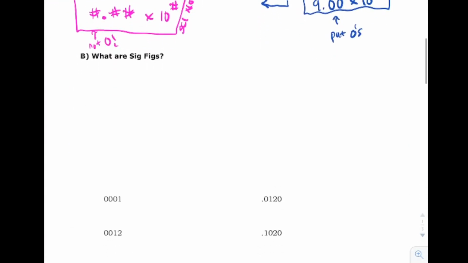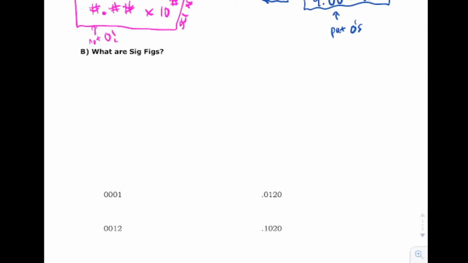Now we get to Sig Figs, which is in some ways the main topic for today. What are Sig Figs? Well, first of all, that's a sort of a nickname. Anyway, significant figures is what that stands for.